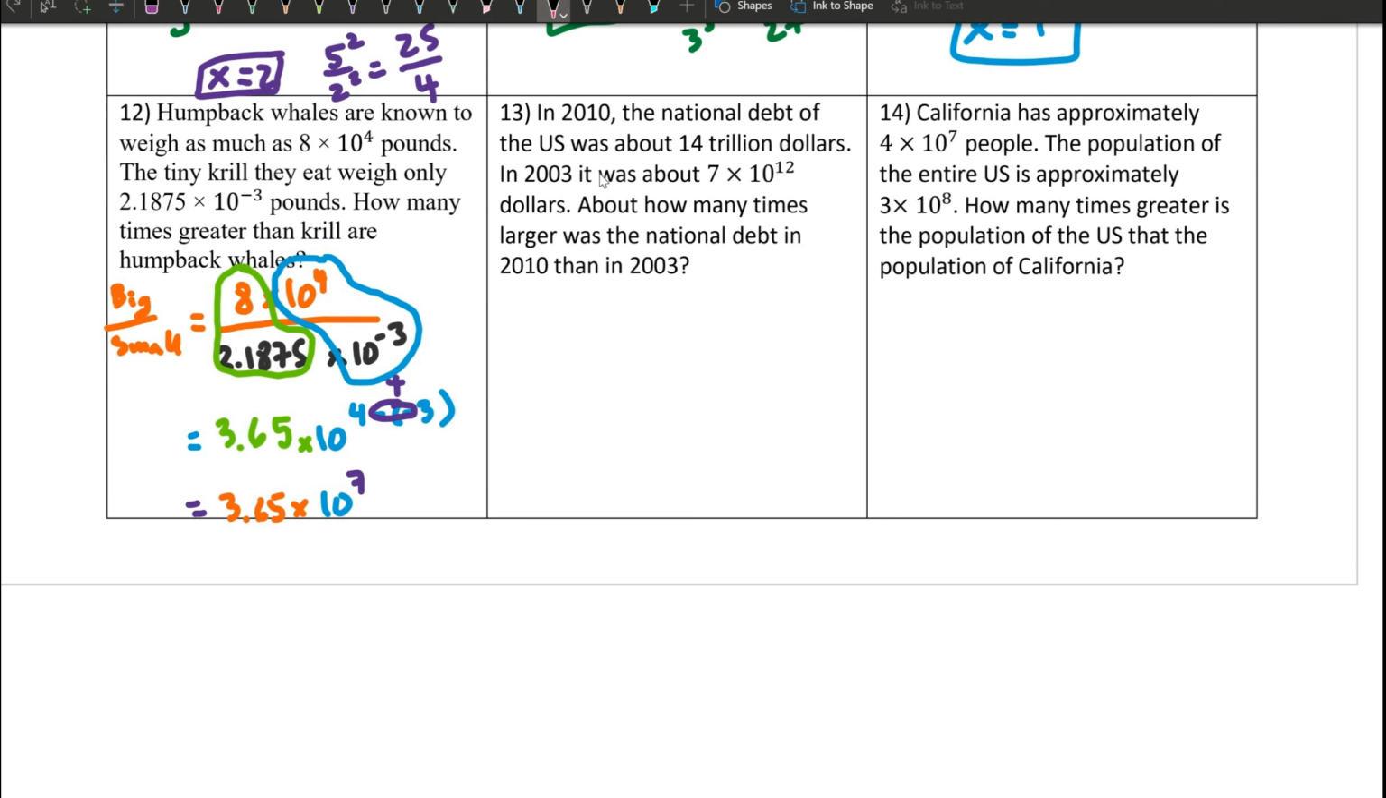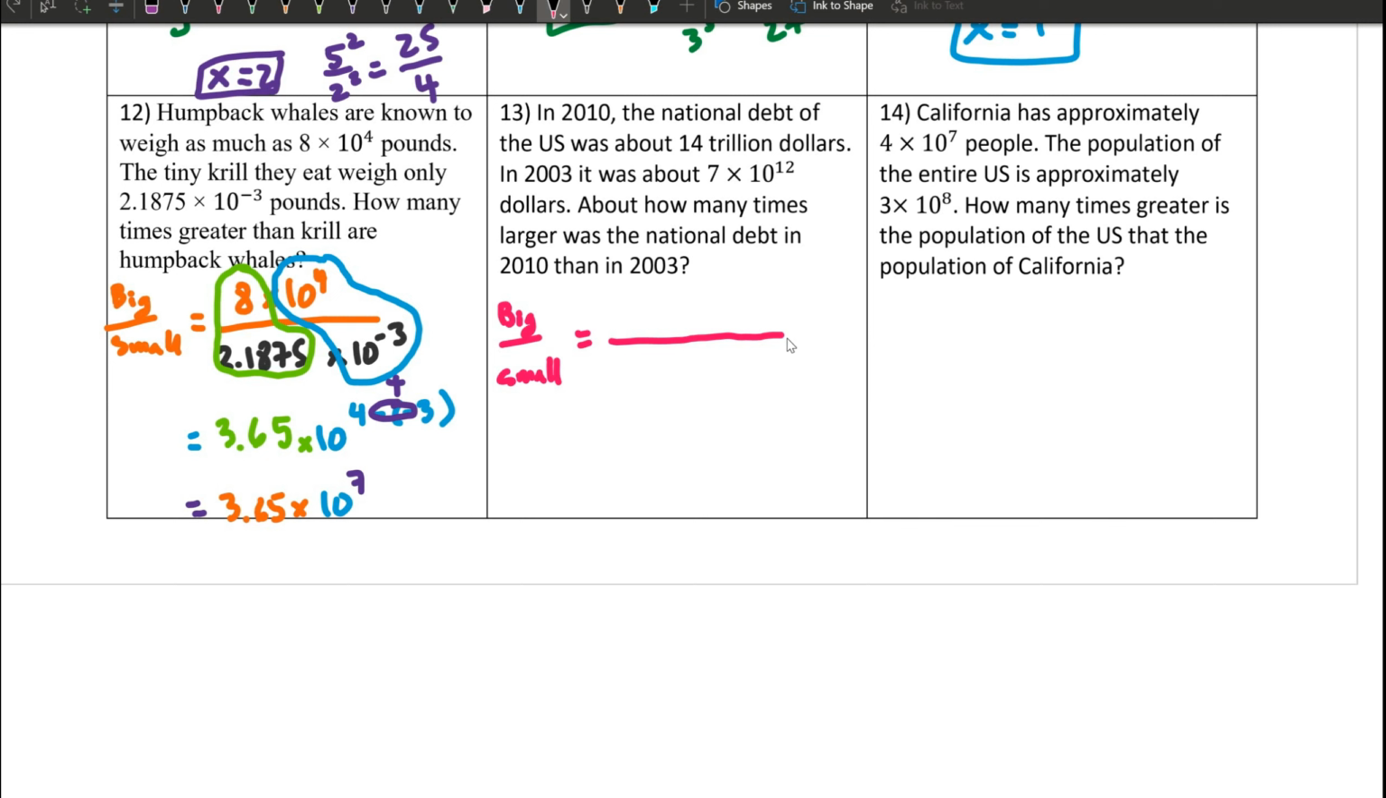Number 2, in 2010, the national debt of the US is about $14 trillion. In 2003, it was 7 times 10 to the 12 power dollars. How many times larger is the national debt in 2010 than 2003? The question already gives the hint that 2010 is more. We were in debt more than 2003. So in 2010, they say 14 trillion.